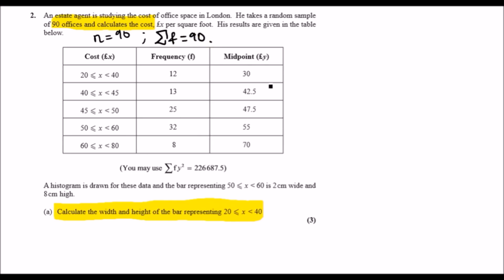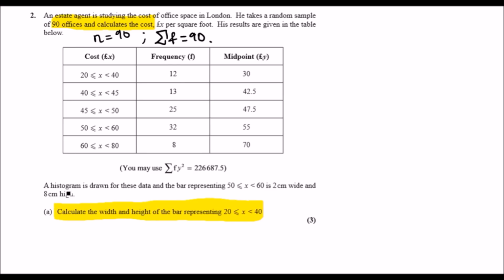Now you're given some more data. You're given the midpoint value of y, so they've already done the midpoint for us, which is nice of them. And they've already gone ahead and calculated the sum of f times y squared. So they calculate y squared here, multiply them across and found the sum of it. This would be useful for calculating standard deviation and variance. Anyway, back to the problem.